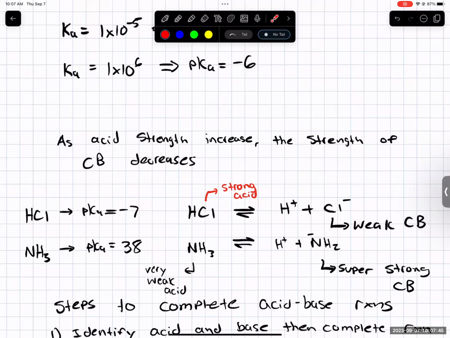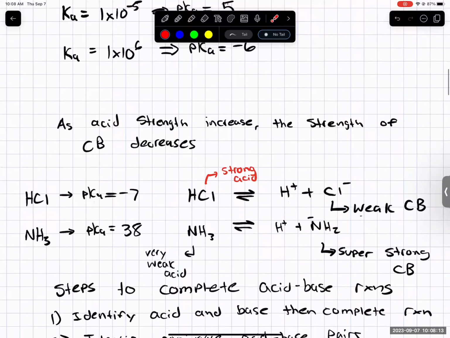It dissociates into H plus and Cl minus. Because this is a strong acid, that means its conjugate base is weak. And then vice versa, we had ammonia, which has a pKa of 38, and you recall that a high pKa indicates a weak acid. So this is a very weak acid. When it dissociates into H plus and NH2 minus as its conjugate base, it makes a super strong conjugate base.